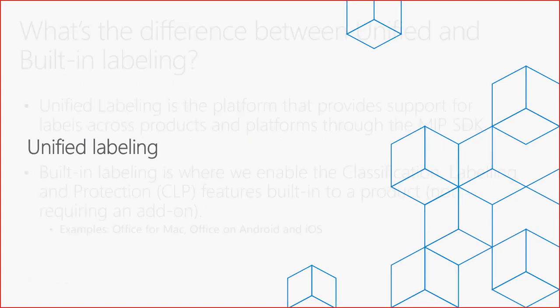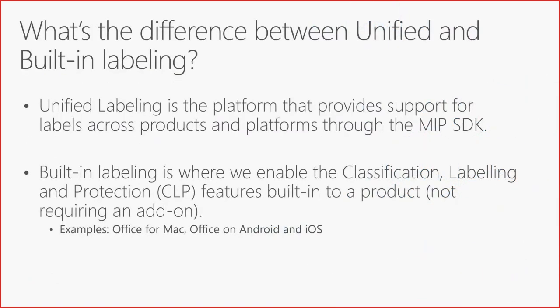So, unified labeling. One of the common questions we get is, what's the difference between unified and built-in labeling? Unified labeling is the platform that provides support for labels across our products and our platforms through using the MIP SDK. Whereas built-in labeling is where we enable the classification, labeling, and protection, what we refer to as CLP, features built into the product. So there's nothing required to be added on.